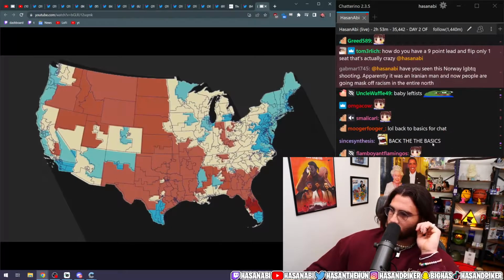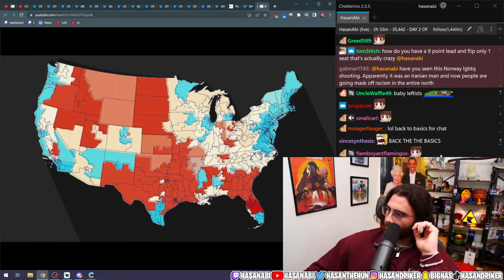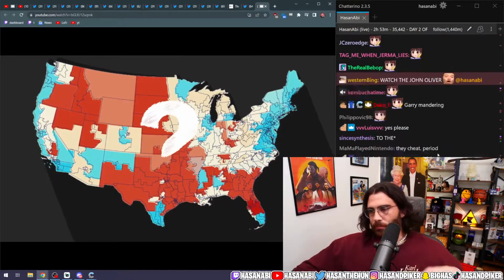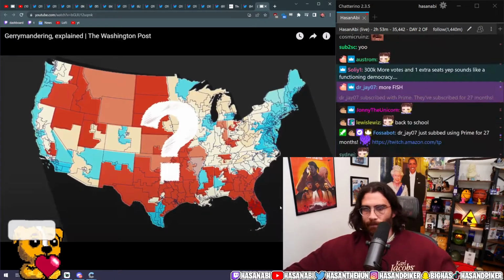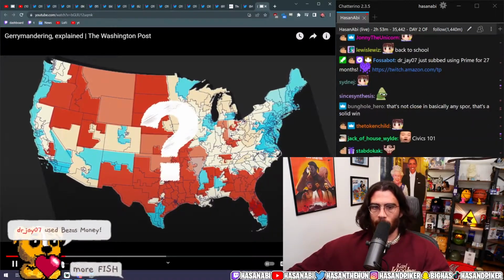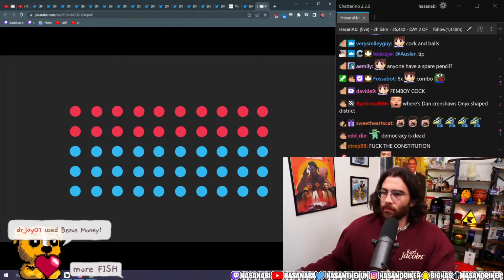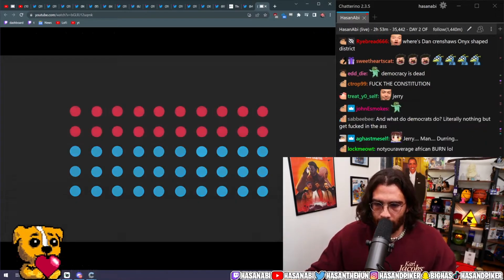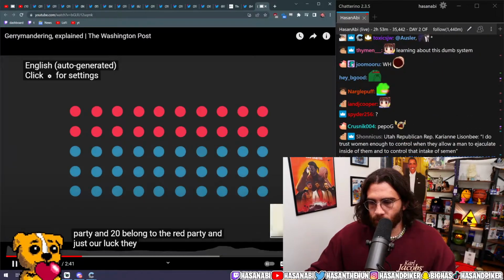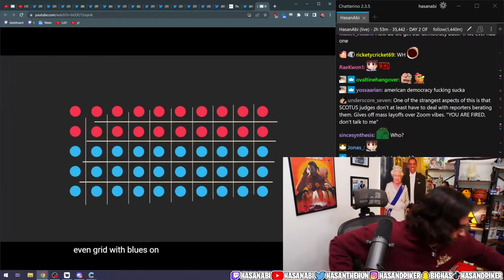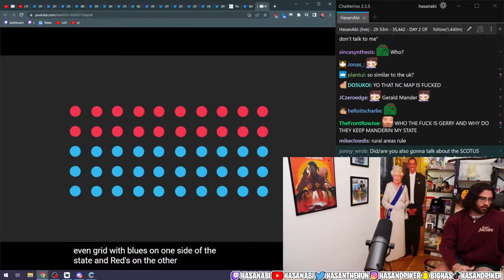Ideally, we want to have a range of representatives who reflect the political views of the population across the state. But how do we decide who gets to vote for each representative? Let's look at an example. Suppose we have a very tiny state of 50 people. 30 of them belong to the blue party and 20 belong to the red party. And just our luck, they all live in a nice even grid with blues on one side of the state and reds on the other.